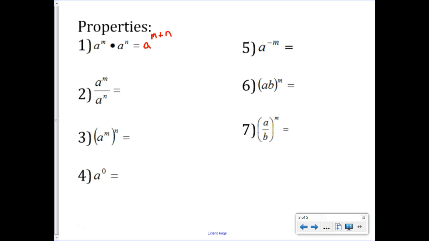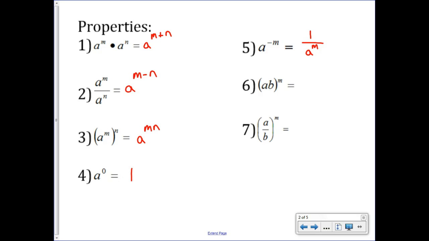When you divide, we subtract. So a to the m minus n. When we're raising a power to a power, we multiply. So that's a to the m times n. Anything to the 0 power, hopefully you recall, is just 1. If you're not sure, try plugging that in your calculator. A to the negative m power. Anytime you see that negative number, we know that we could rewrite that as 1 over a to the positive m power.